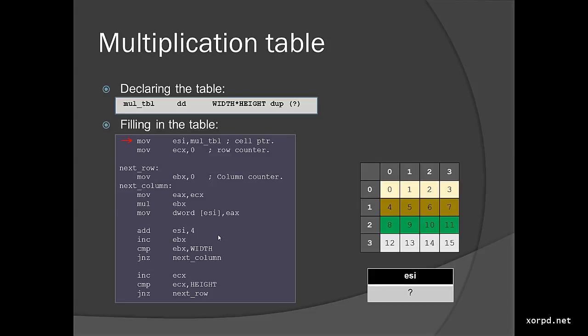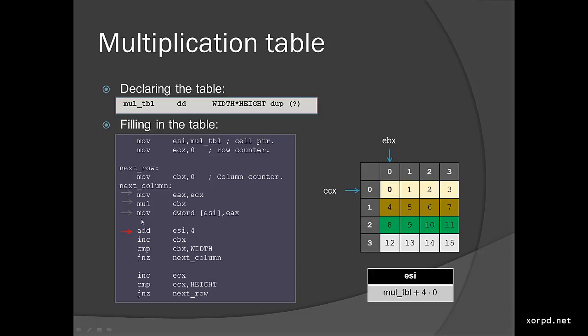We begin with this instruction, move ESI mul table, which sets ESI to actually be mul table, and I added this syntax just to help us understand what actually happens here. Next, we initialize ECX to be 0, and I mark it like this. ECX is just some kind of pointer to the row number, and EBX is some kind of pointer to the column number. Instead of just writing their numbers, I draw them like this.